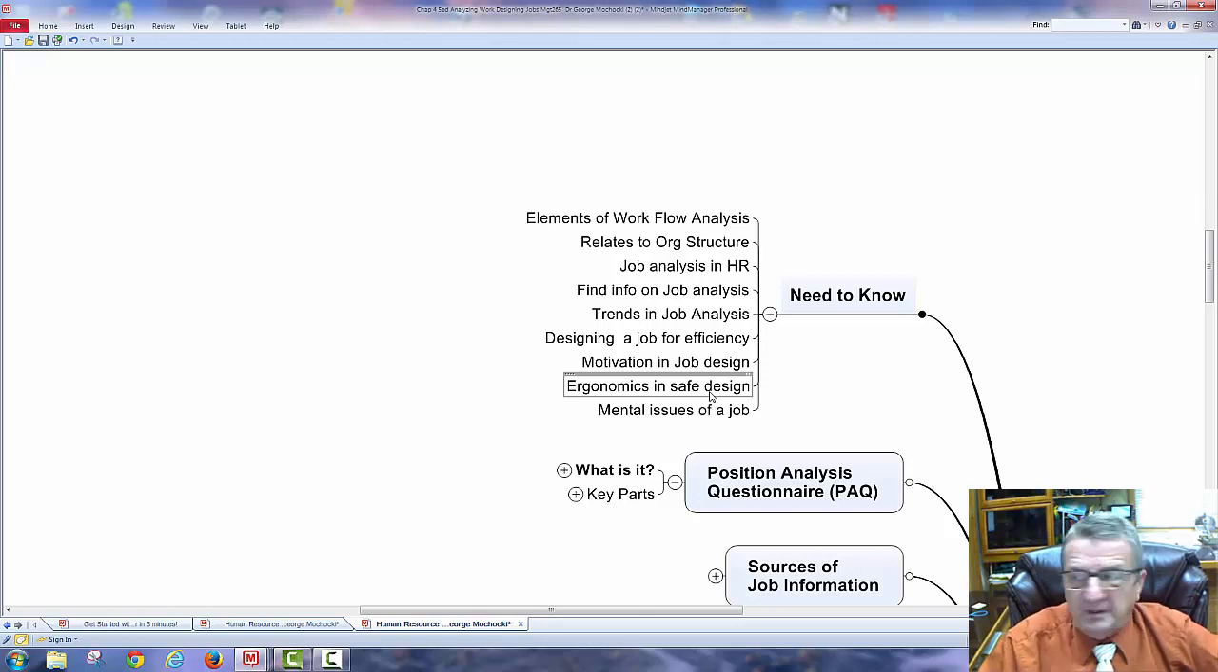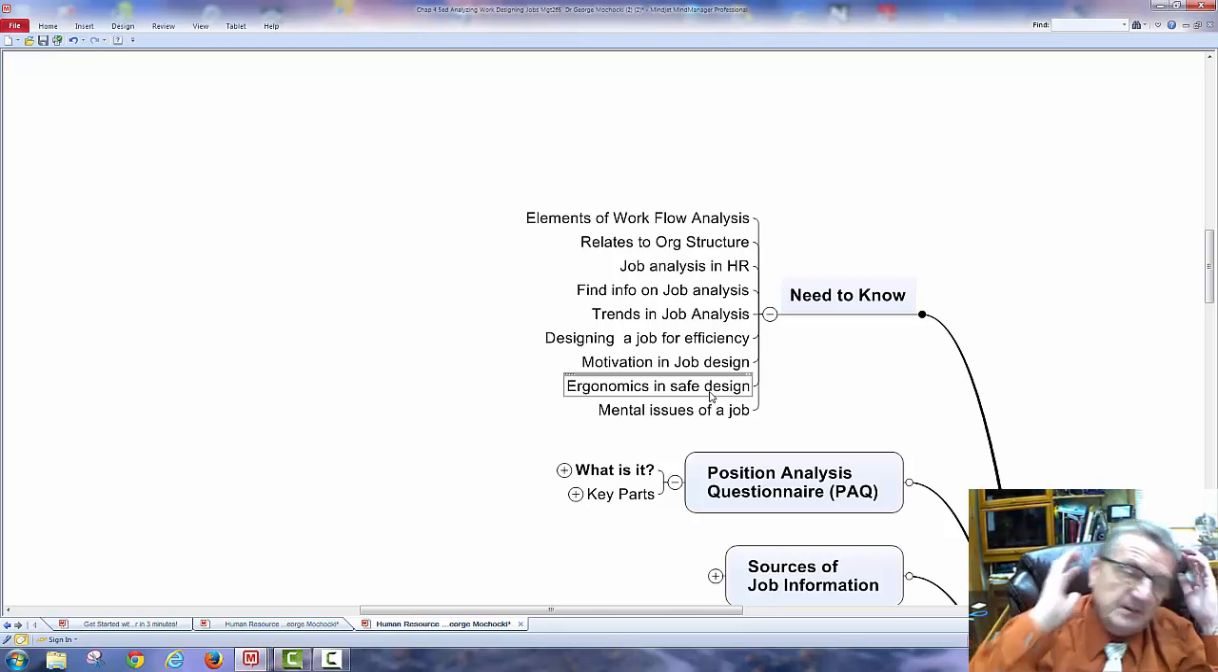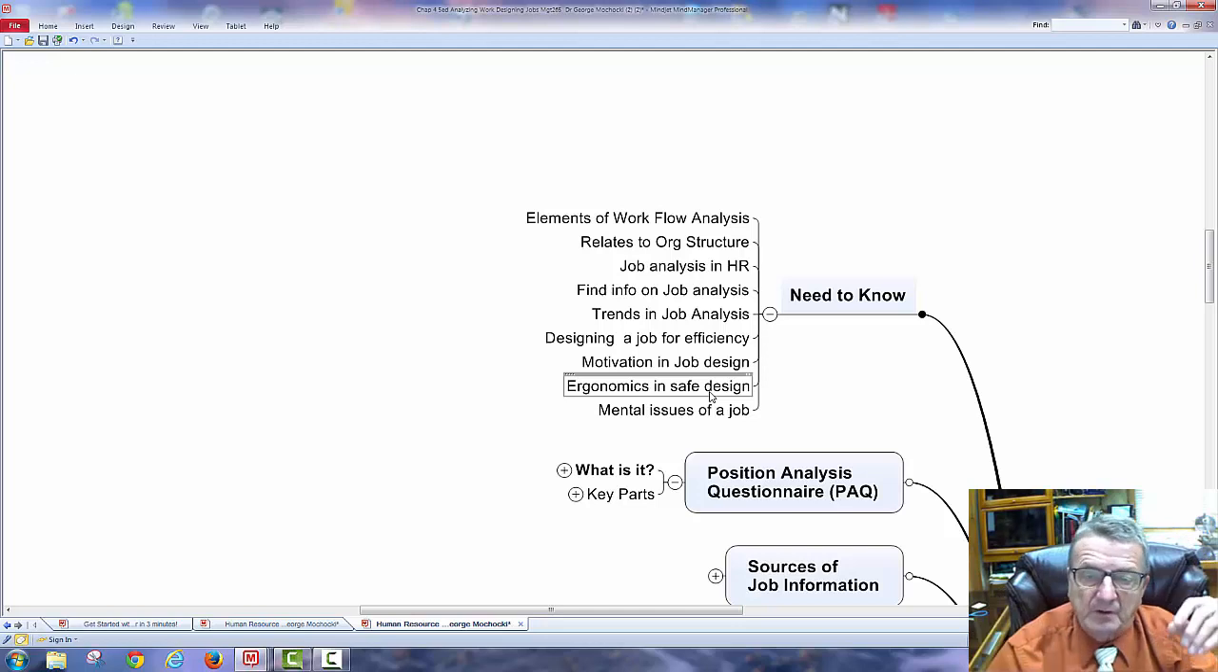Motivation in job design and ergonomics in job design. You know, how's the office set up? How someone gets hurt. Even inside the office, you have a lot of different types of injury than you would in construction. You could have, you know, carpal tunnel. Your neck could hurt. Your eyes could be bothering you, watering. You could get a stiff neck. You get, you know, overweight.